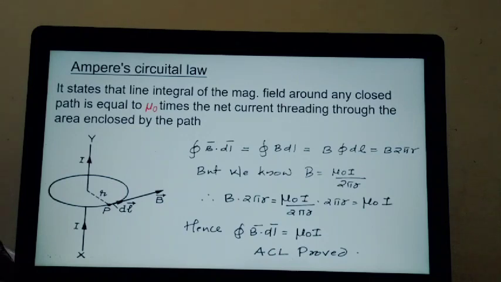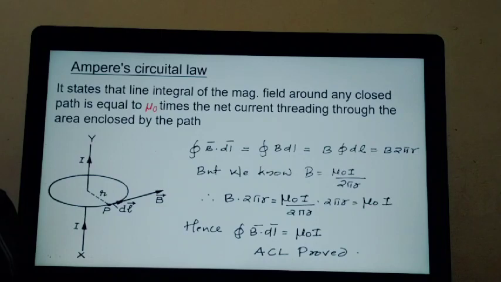What is on the left hand side? The integral of B dot dl. What is on the right hand side? Mu 0 I. That is our Ampere's circuital law: the closed integral of B dot dl is equal to mu 0 times the current threading through the area enclosed by the Amperian loop. The loop upon which we are applying Ampere's circuital law is known as the Amperian loop.